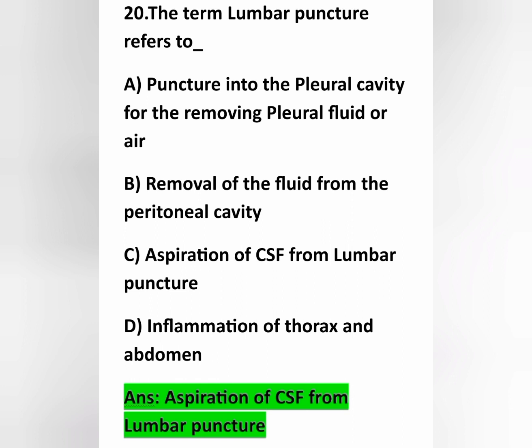Here the correct answer is option C, aspiration of CSF from lumbar puncture.